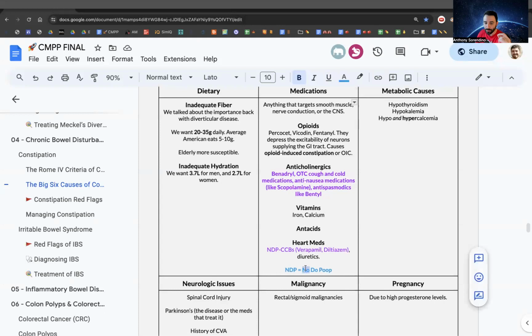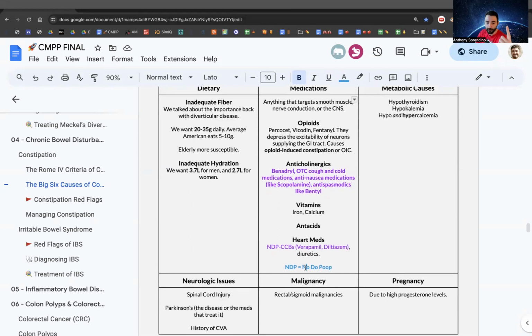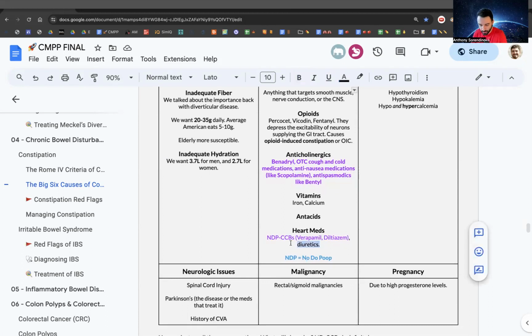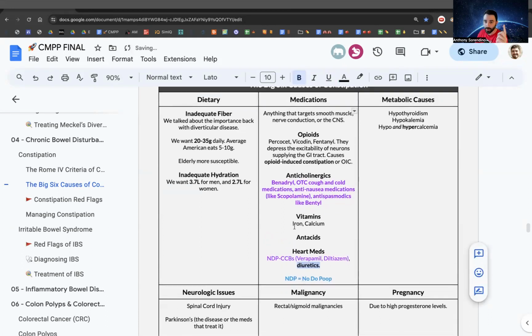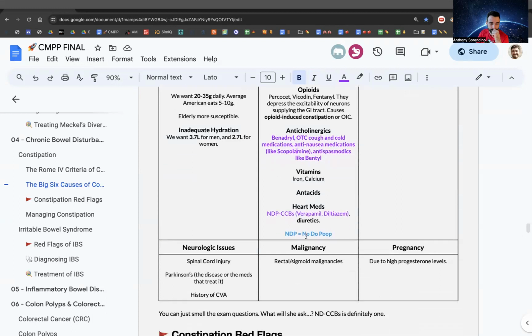There's even a mnemonic, NDP, no do poop. So your non-dihydropyridine calcium channel blockers, and know what those are. It's going to be your verapamil, which is your Verelan, and your diltiazem, which is Cardizem, right? And then also diuretics. So look out for heart meds there. These can cause constipation. Metabolic causes: hypothyroidism, hypokalemia, and hypo- and hypercalcemia.